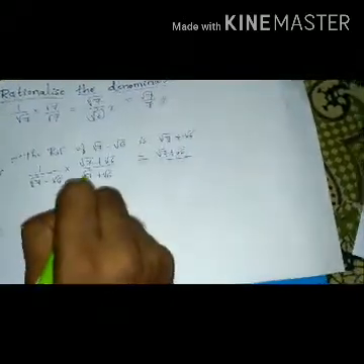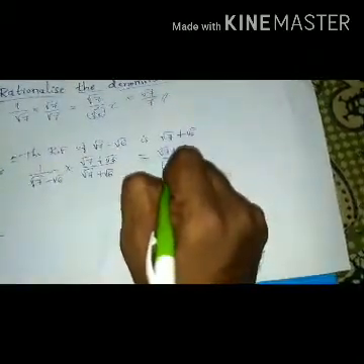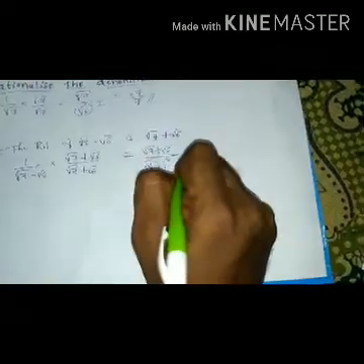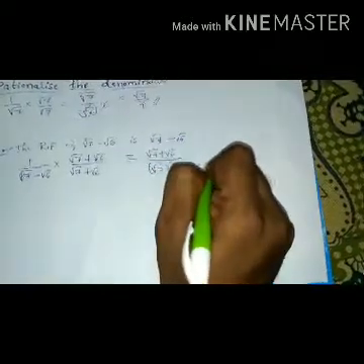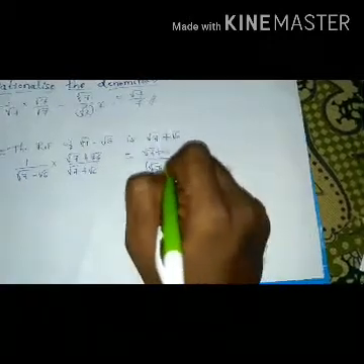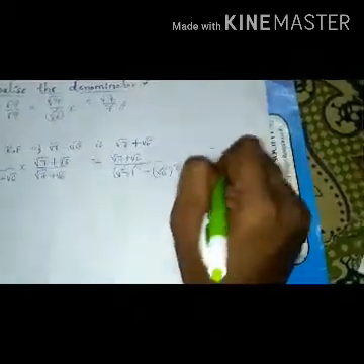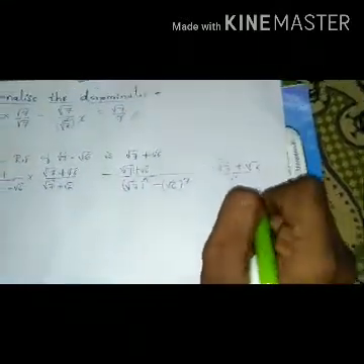In the denominator, it is in the form of a plus b into a minus b. It means a square minus b square. Root 7 whole square minus root 6 whole square. These two get cancelled. So root 7 plus root 6 divided by 1. It means root 7 plus root 6.